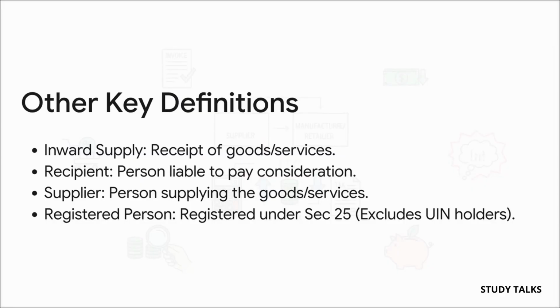And just to round things out, let's quickly hit these last few definitions. Inward supply is just when you receive goods or services. The recipient is the person who has to pay for them, the supplier is the one who provides them, and a registered person is anyone registered under GST. But importantly, it excludes people with a unique identity number, like foreign embassies.